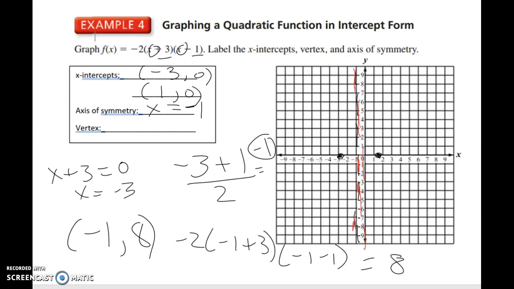The vertex will also happen on this line. It happens at -1, 8. So we're going to plot -1, 8. And we have our two x-intercepts. Remember, we only need 3 points to graph this, so with our two x-intercepts and the vertex, we can then graph. It's a little hard to see.